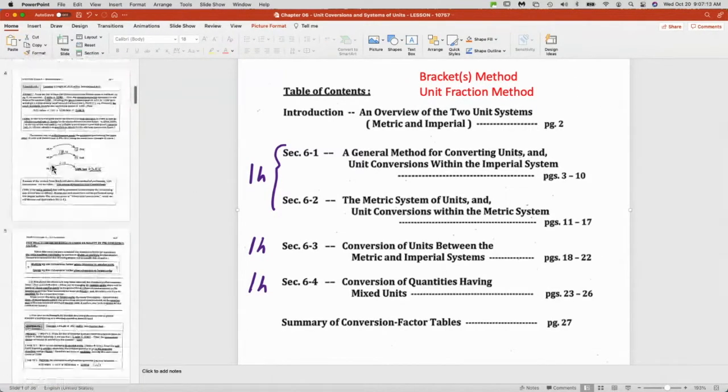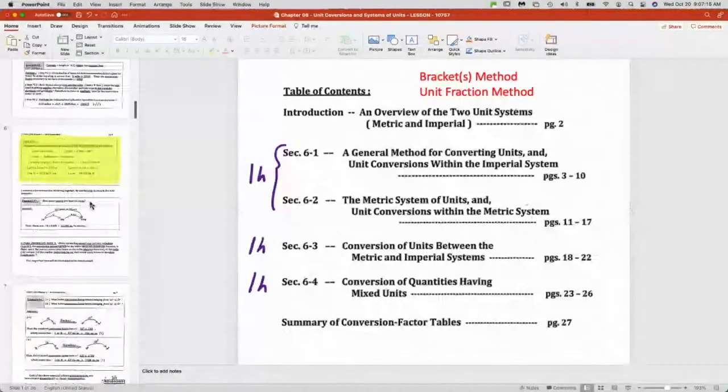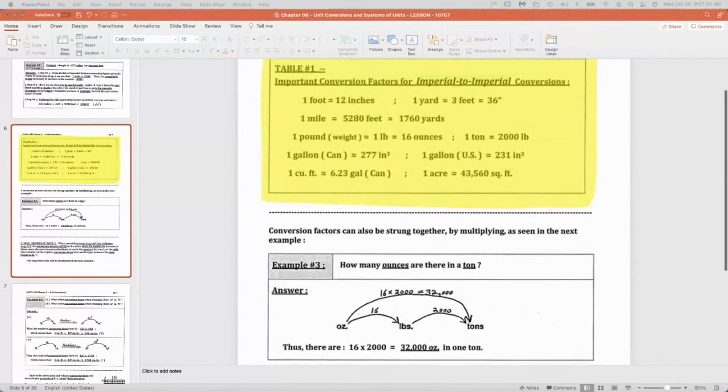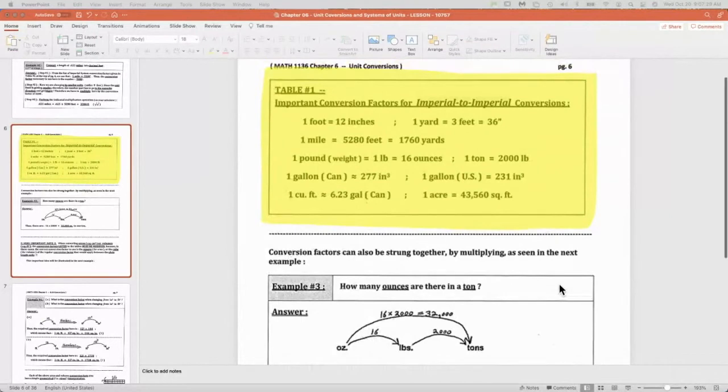So let's go to conversions from the imperial system to the imperial system. On page 6, our first table is here. We have conversions here that I would say that most of you know, at least half of them. You should know, for example, hopefully feet to inches, yards to feet to inches, miles to feet would be something maybe not common. Pounds to ounces, you probably know. Here's a nice one. A ton is 2,000 pounds.